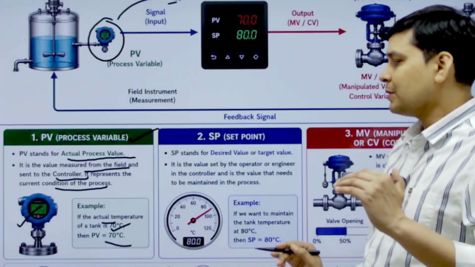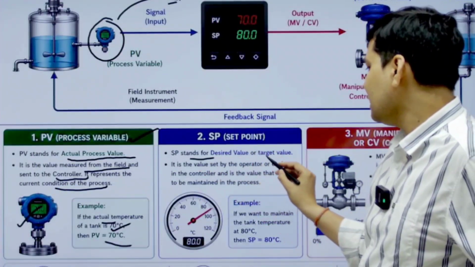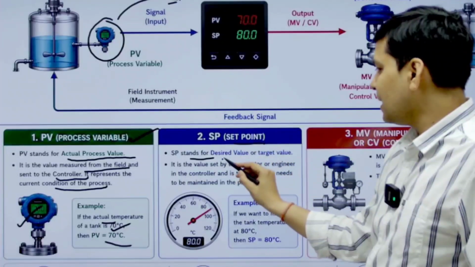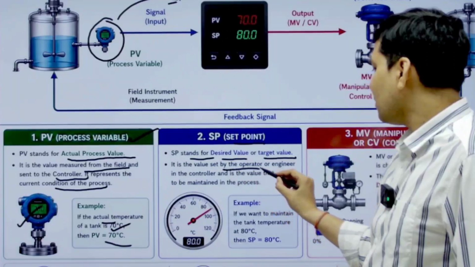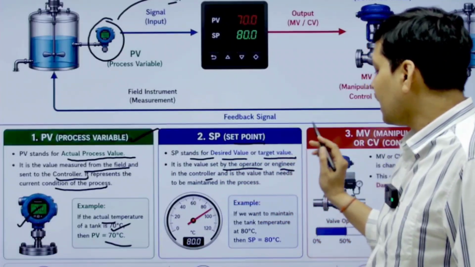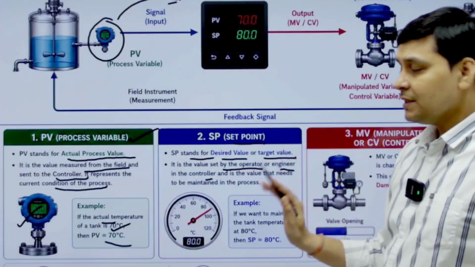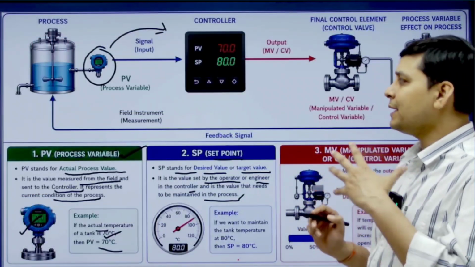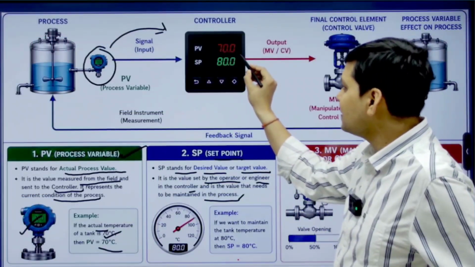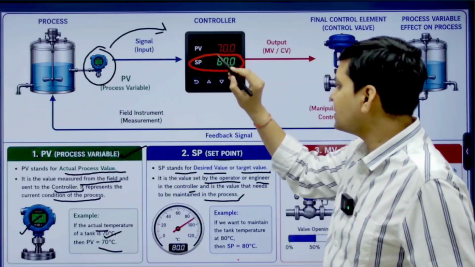And if we talk about the SP, SP stands for set point and it is the desired value or target value. It is the value set by the operator or engineer in the controller and is the value that needs to be maintained in the process. Suppose we want to maintain the temperature at 80 degrees Celsius, then the set point will be 80 degrees Celsius.